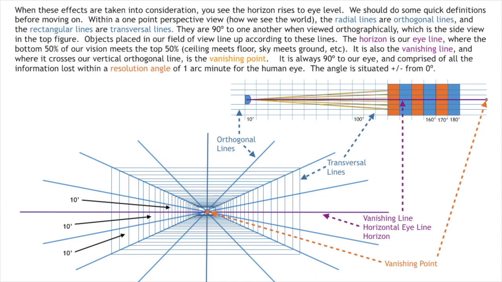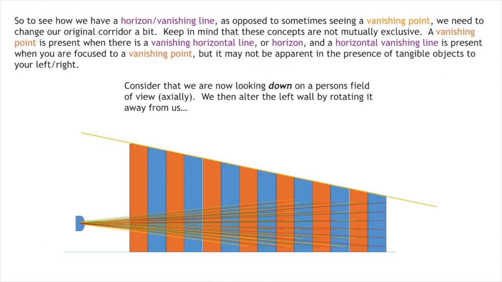Again, you can see these rectangles as they descend, or as they move further away to your vanishing point, they get smaller and smaller, and the lines get closer and closer, but they still represent 10 feet. So to see how we have a horizon or a vanishing line as opposed to sometimes a vanishing point, we need to change our original corridor a bit.